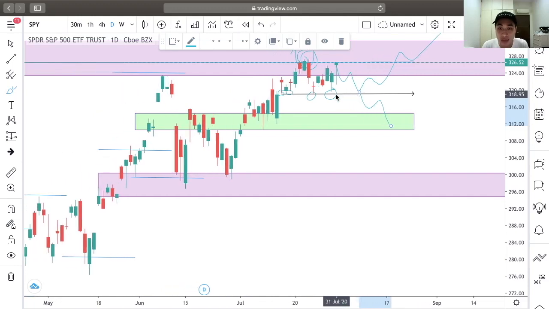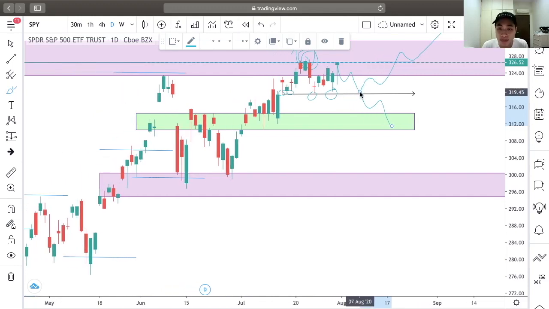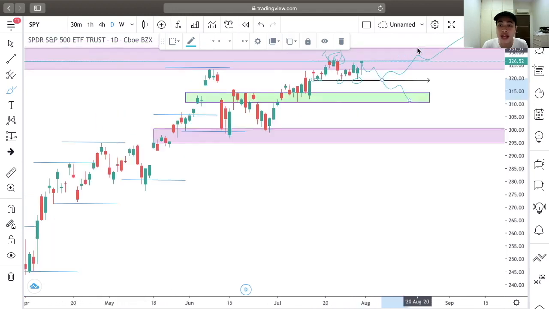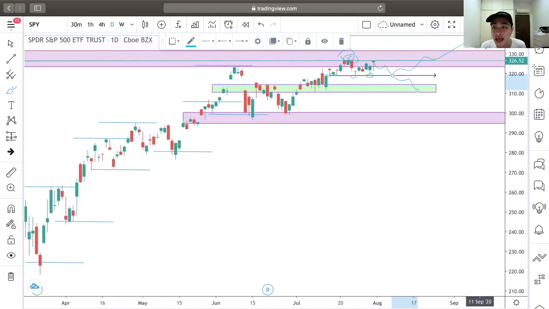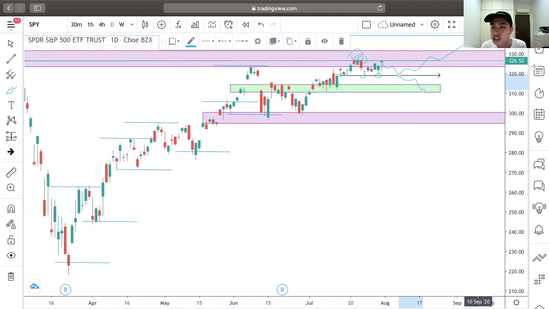But in the meantime, if prices do find support here, break out and continue their upward momentum, then the next resistance that I'm taking a look at is this level here, which is around 339.68. So that's the next resistance level I'm watching if prices do break above this resistance zone. So that's my outlook and my analysis for the S&P 500.